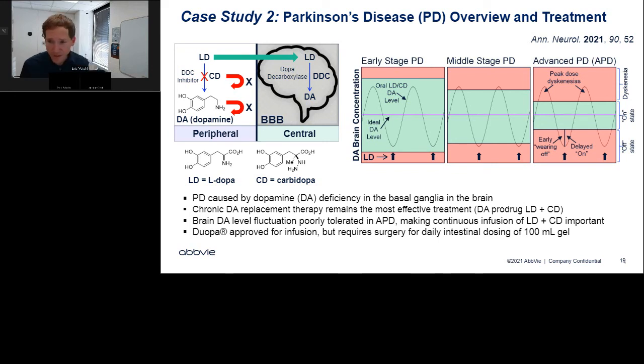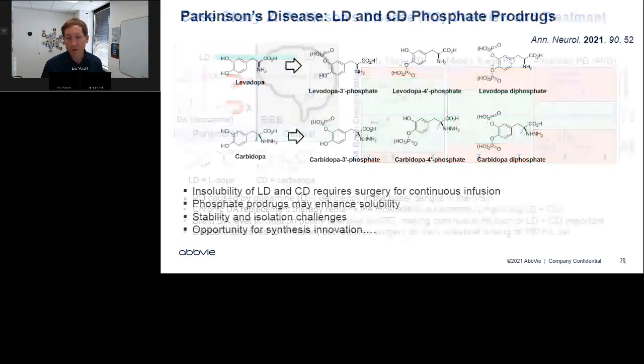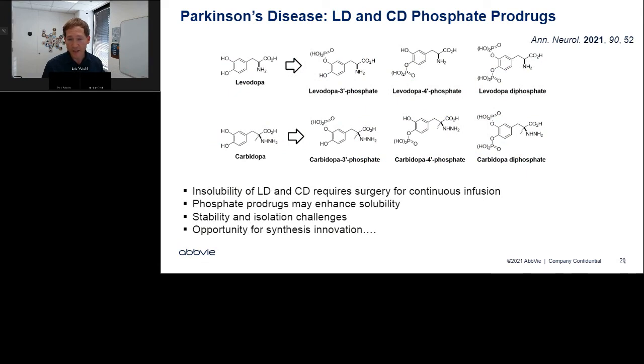And for that purpose, AbbVie put forward Duopa, which is approved for continual infusion. However, this requires a surgery for daily intestinal dosing of 100 milliliters a day of gel because of the insolubility of these drug substances. So one approach to addressing this unmet need would be to have a more highly soluble form of levodopa and carbidopa.